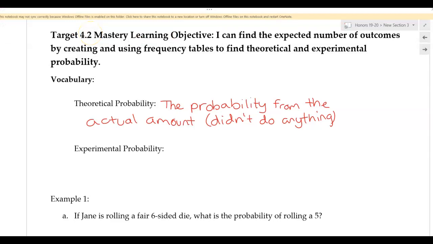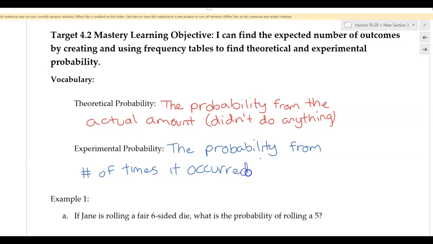And then experimental probability is the probability from the number of times it occurred. And you did an experiment. So let's look at an example of these to make it make a little more sense.